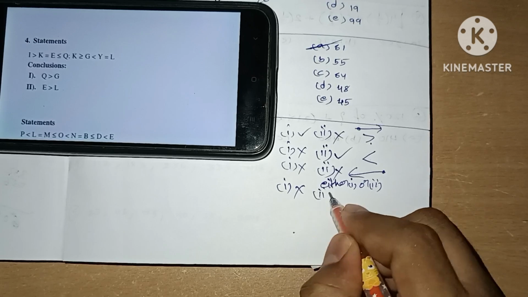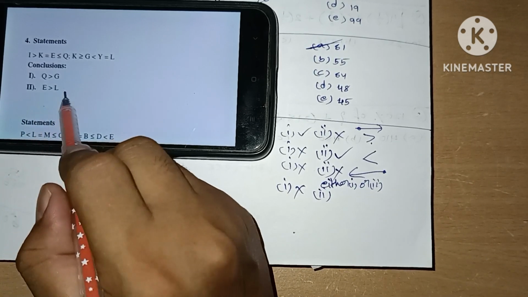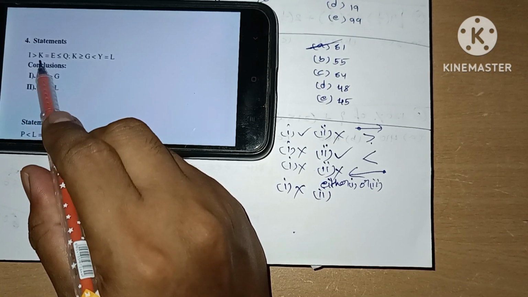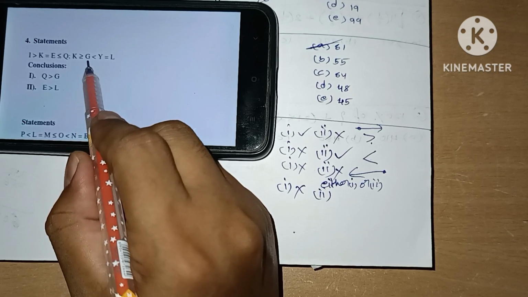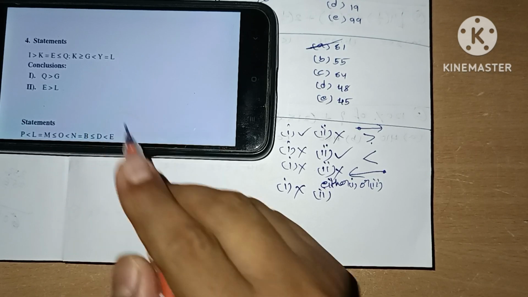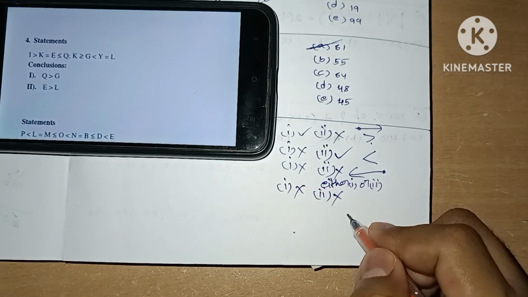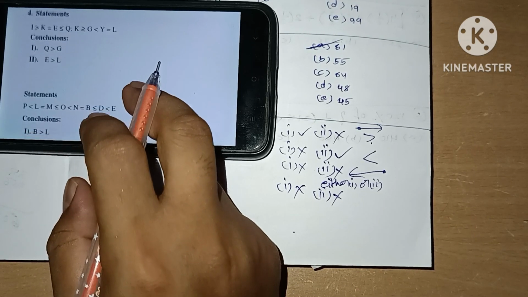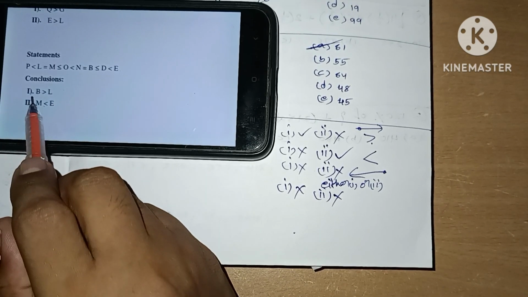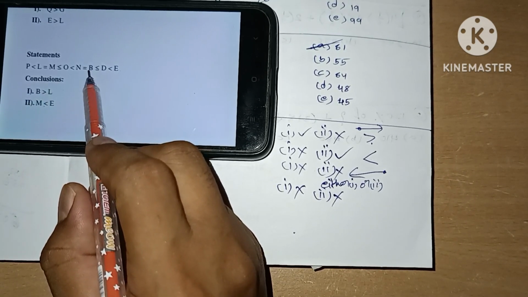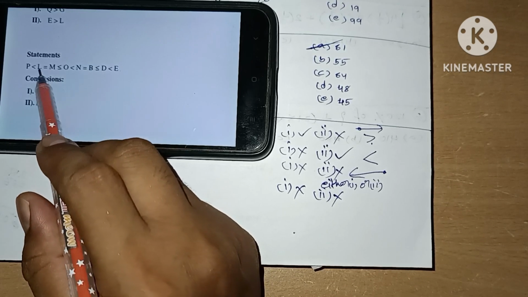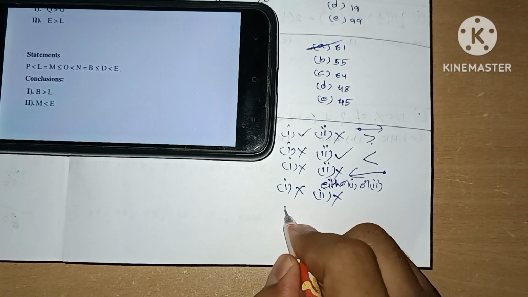Second conclusion, the flow from E to L. From E we can reach K. From K we can reach up to G, but cannot reach L. So second conclusion is false. Next, fifth question, the flow from B to L. From B we are able to reach L. So first conclusion is true.